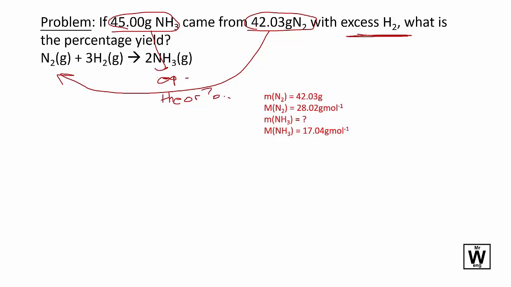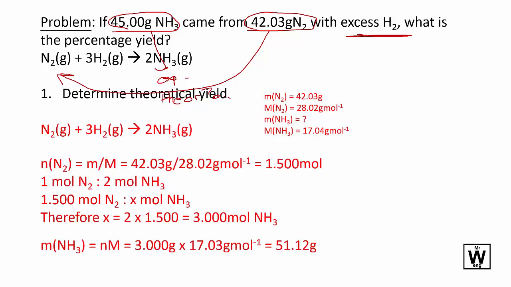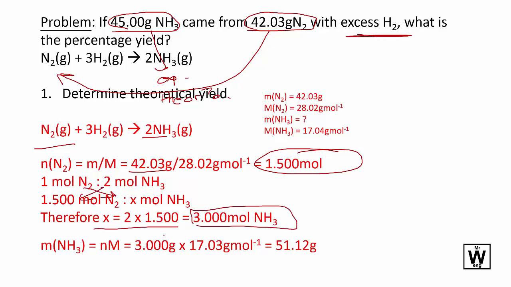So we just do our basic stoichiometry there. So we know the ratio is 1:2. We know that we had 42 grams go in, so we had 1.5 moles go in. So the ratio is done here, so 1x is 2 times 1.5. So we should have had 3 moles come out. Now 3 moles gives us 51.2 grams.